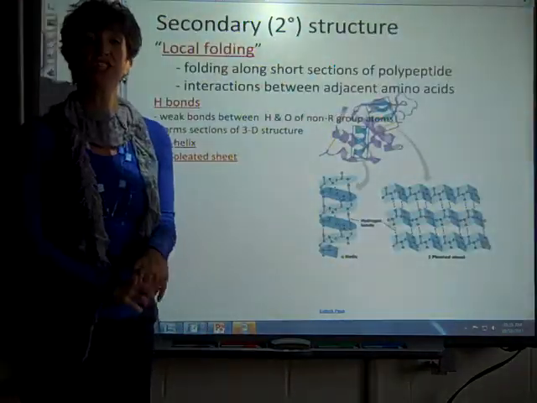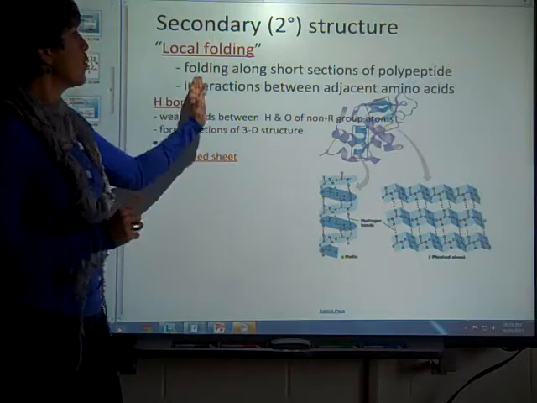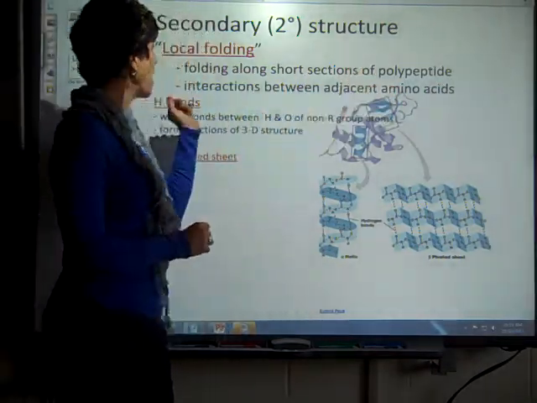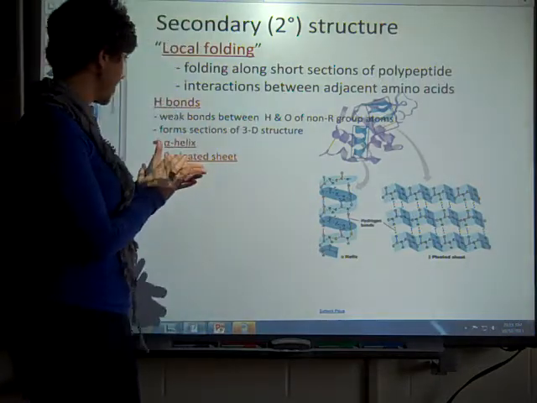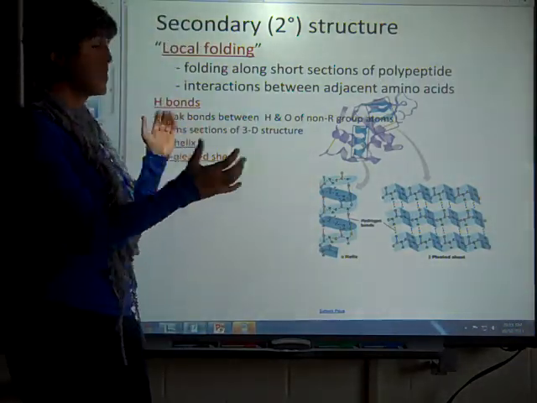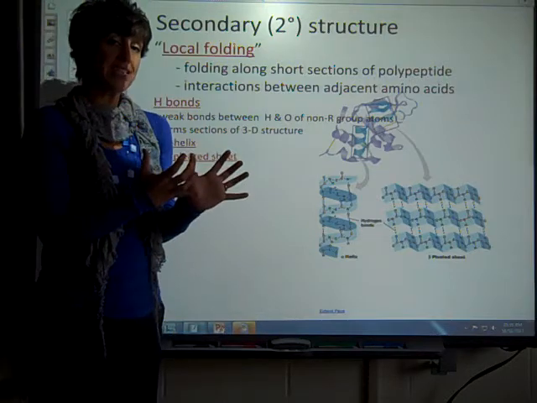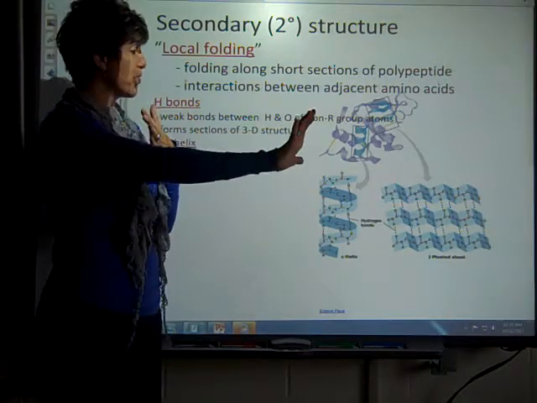All right, secondary structure is the initial folding. Folding along short sections of a polypeptide and its interactions between their R groups, their side chains. So hydrogen bonds allow R chains to be attracted to each other or maybe stay away from each other.